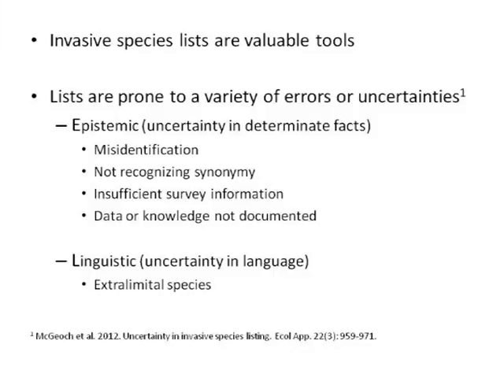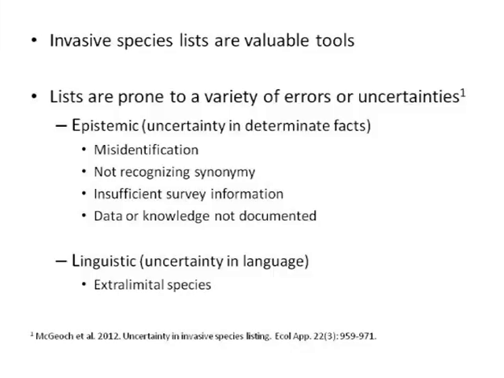Okay, so invasive species lists are indispensable tools for conducting research on invasive alien plants, and also for managing and legislating these plants. However, these lists are prone to a variety of errors and uncertainties. These errors can be split into two categories.